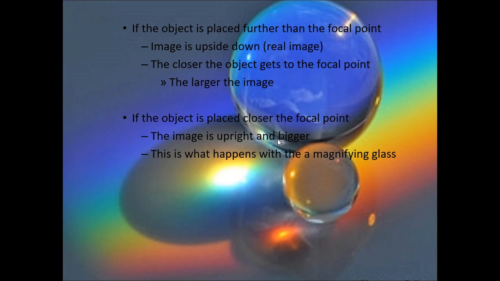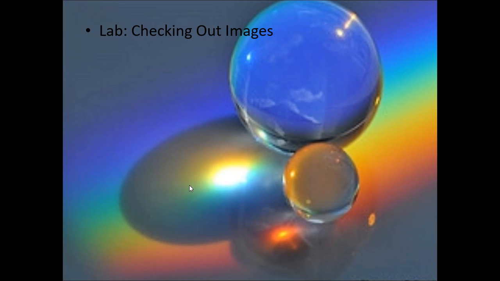If the object is placed further than the focal point, the image is upside down. It is a real image. The closer the object gets to the focal point, the larger the image, like a magnifying glass. If the object is placed closer to the focal point, the image is upright and bigger. This is what happens with the magnifying glass.